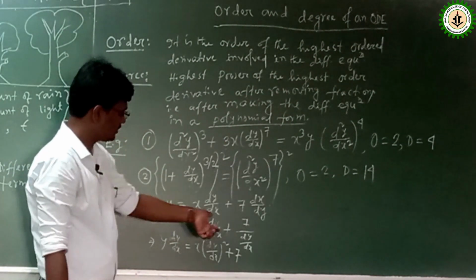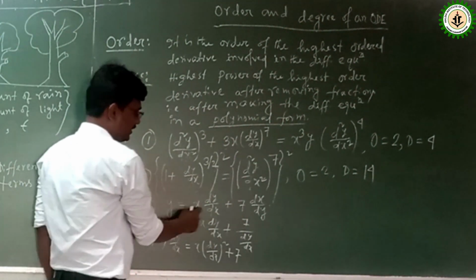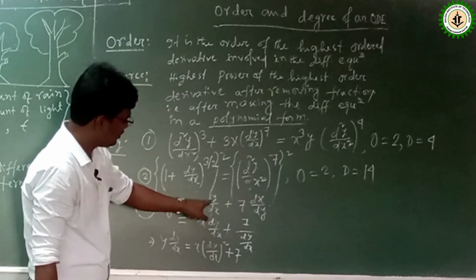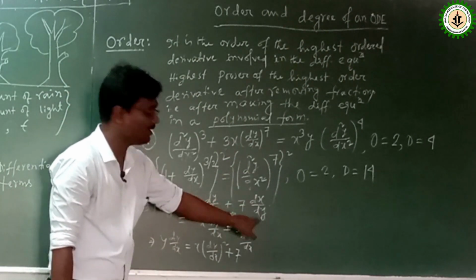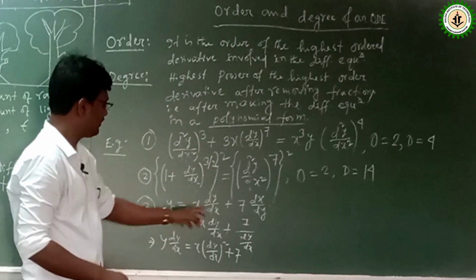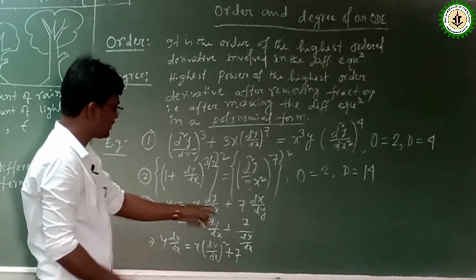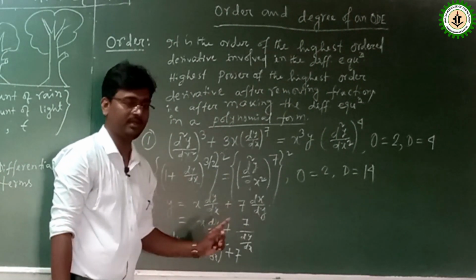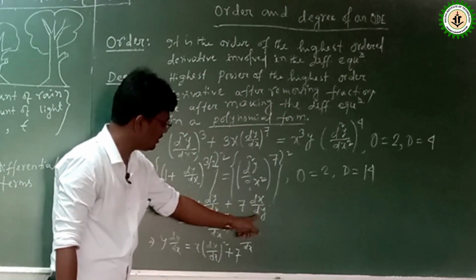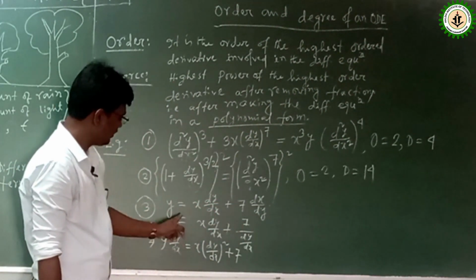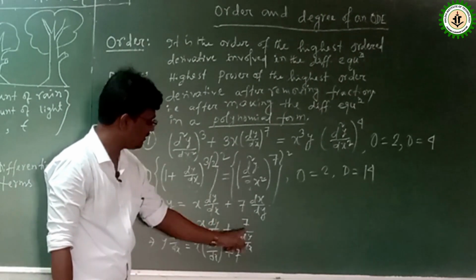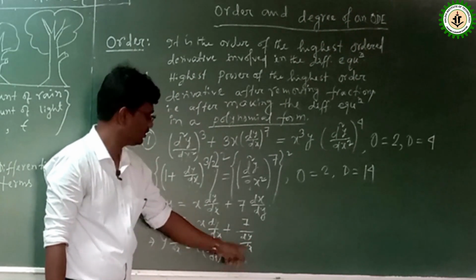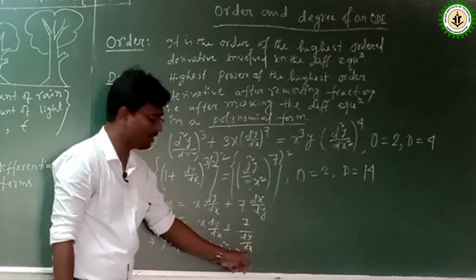Okay, now look here for this differential equation, y equal to x dy by dx plus 7 dx by dy. Look here, dy by dx and dx by dy, there are two types of differential terms. So you have to first convert this differential equation into one type, meaning either dy by dx or dx by dy. So I convert this dx by dy into dy by dx. So look here, y equal to x dy by dx plus 7 by (dy by dx), since dx by dy equal to 1 by dy by dx.